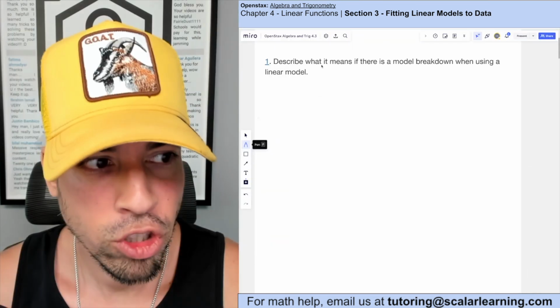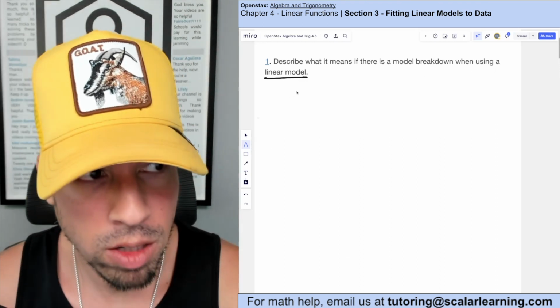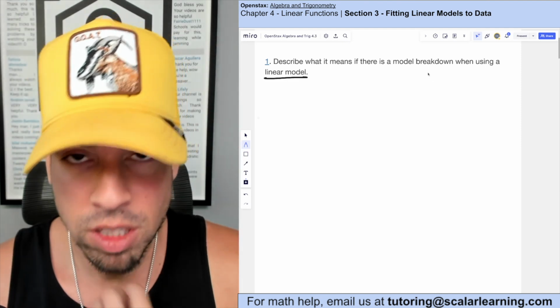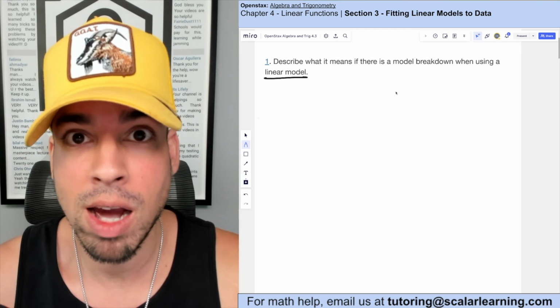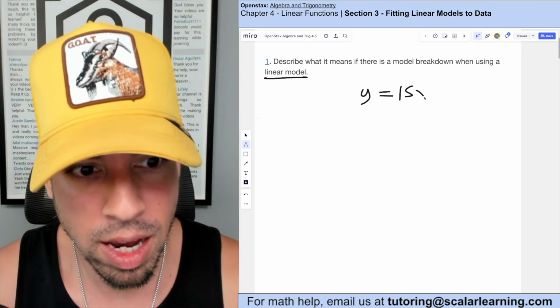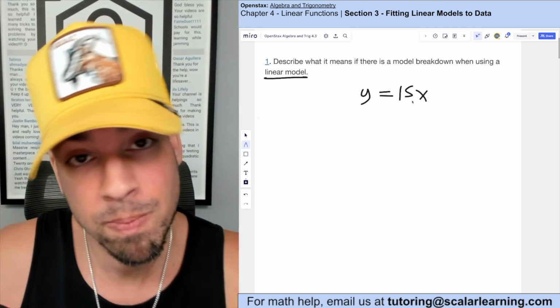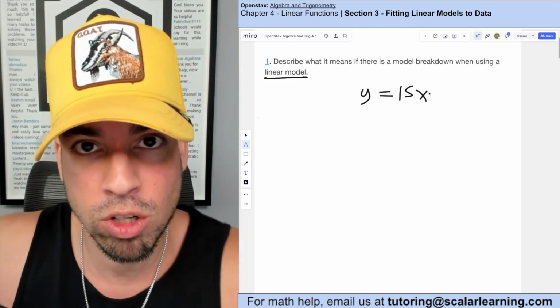Let's do it. Question number 1: describe what it means if there is a linear model breakdown when using a linear model. A linear model is meant to represent a particular situation. Let's say it is how much money you're going to make per hour. If we have an equation where y equals 15x, x might be the number of hours, and 15 is the amount you're making per hour. So 10 hours, you'd make $150. 20 hours, you'd make $300.